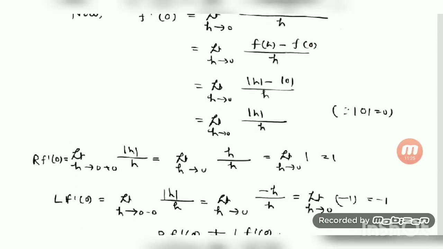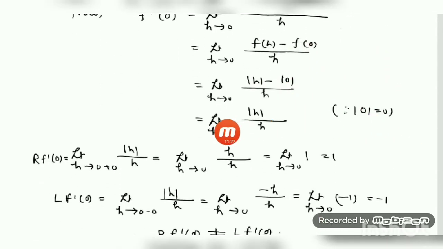Now you see, we have modulus 0 is equal to 0, so this can be written as limit h tends to 0, modulus of h by h. Now here we cannot use the value of h because h tends to 0, maybe positive, maybe negative. So positive and negative, you have to separate now. So that's why I have separated here the right hand derivative. Rf dash 0 means h tends to 0 plus 0, on the right side, modulus of h by h. For 0 plus 0, modulus h value will be h. h by h is equal to 1.